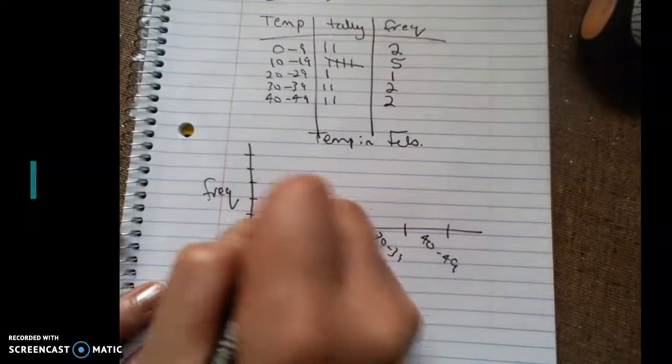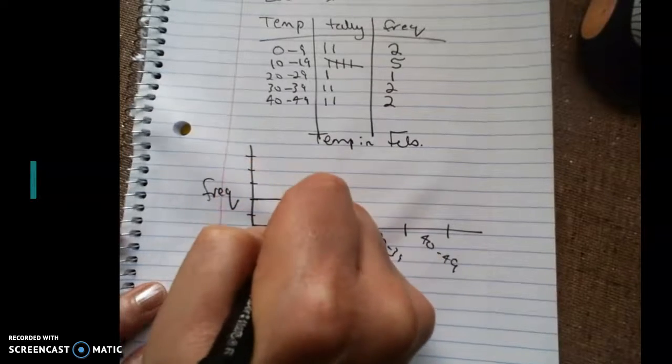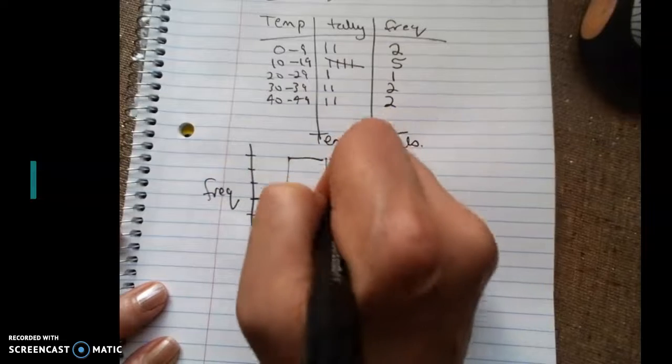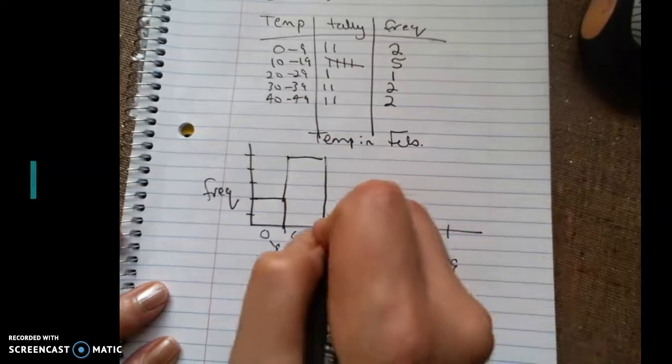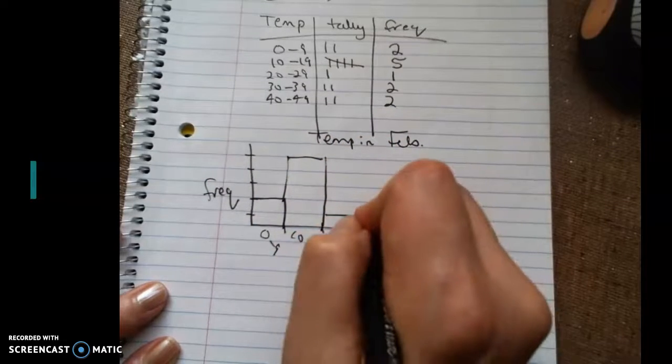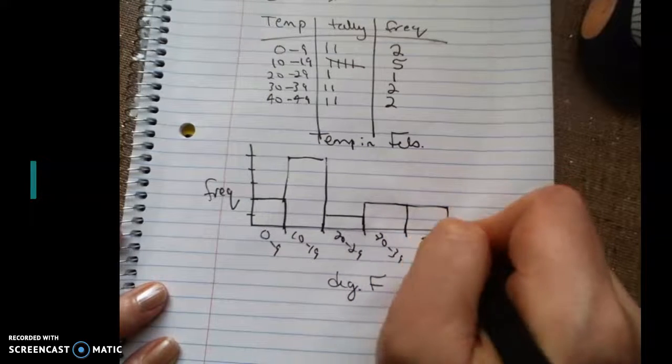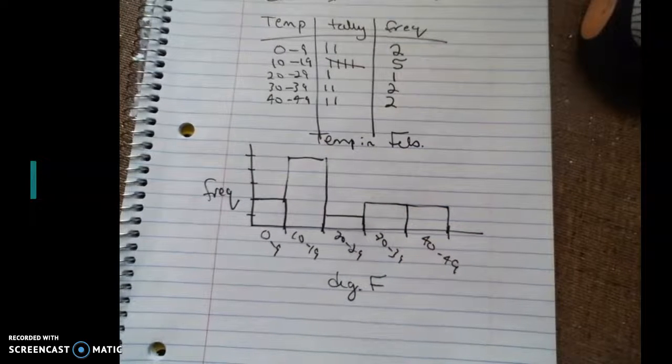All right, we're going to go to 2. So go 2 high. This one goes 5. And your bars should be the same width. And then we go down to 1. And then we go to 2. And then we go to 2. Okay? All right, and that is a histogram. It's not a bar graph.